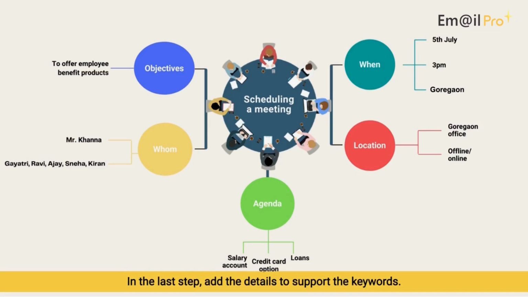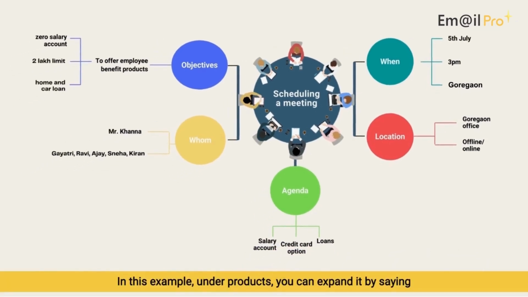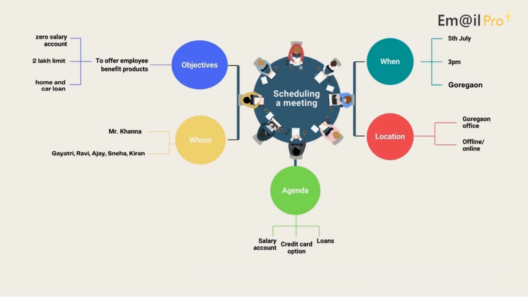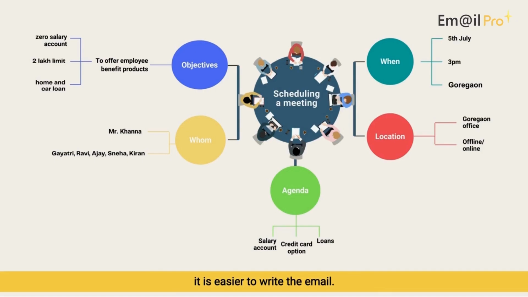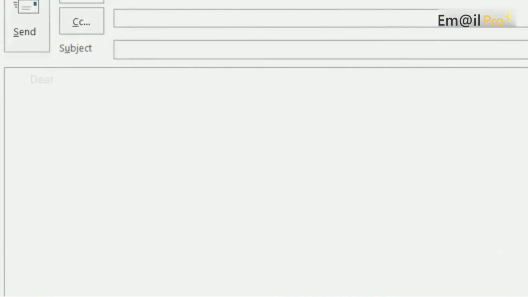In the last step, add the details to support the keywords. In this example, under products, you can expand it by saying zero balance salary account, credit card, limit of rupees 2 lakh, loans, home loans, and car loans. Once you have written the points in the mind map, it is easier to write the email. Let us look at the email.